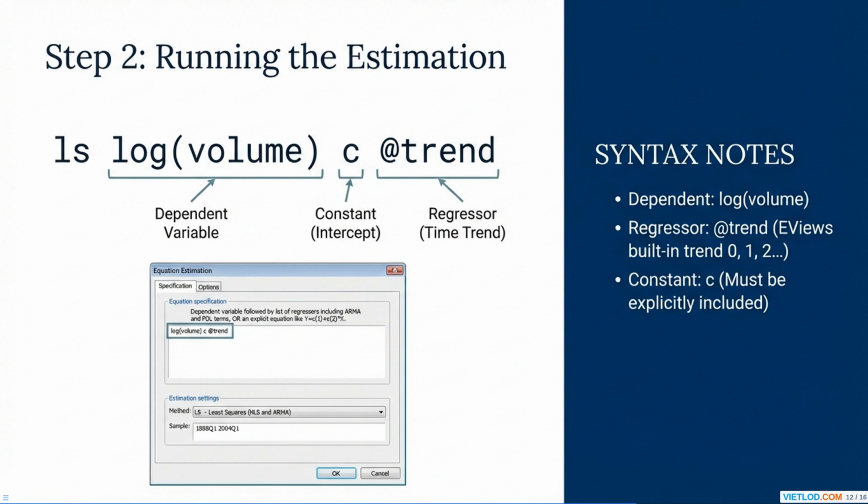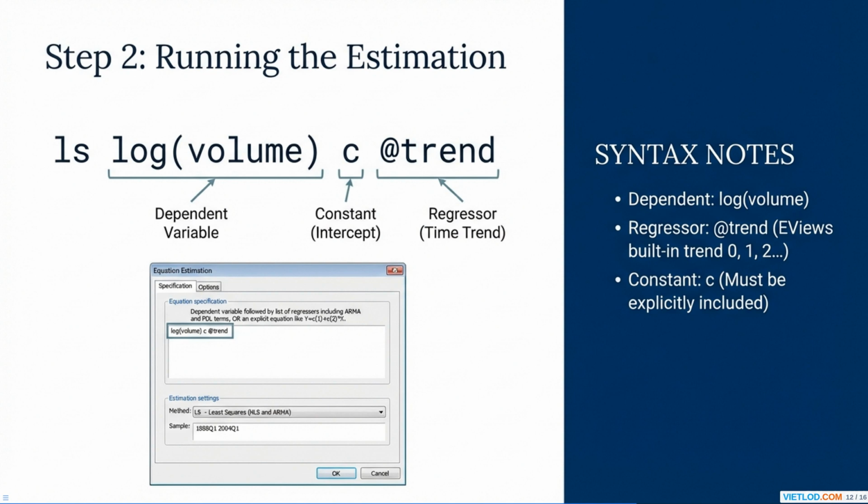Now that we've explored our NYSE volume data and identified a clear trend, it's time to run the actual regression estimation in EViews. The command we'll use is ls log of volume c @trend. Let's break down this syntax. The ls prefix tells EViews to perform a least squares regression. Following this, log of volume is our dependent variable, the outcome we are trying to explain. We then explicitly include c, which represents the constant or intercept term in our regression model.